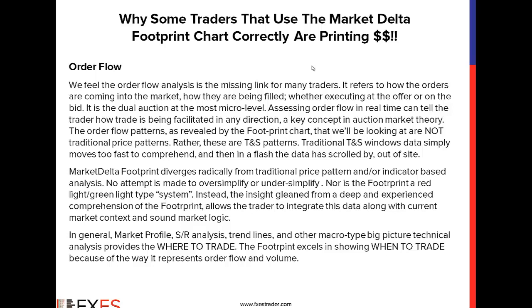So what I always like to say is that the footprint is where the aggressive trade is taking place in a fast moving market where there's a lot of energy. Obviously it's going to show you where the chop is, and it's easy to spot chop in the market. But once we had a breakout, like we did this afternoon after we chopped around most of the day after a large gap up, you very clearly could see in the footprint where that energy came into the market. As you can see at the bottom here, the profile or support and resistance analysis and so forth are macro, big picture stuff. They provide the where to trade, but the footprint excels at showing when. So let's get a little bit into that.